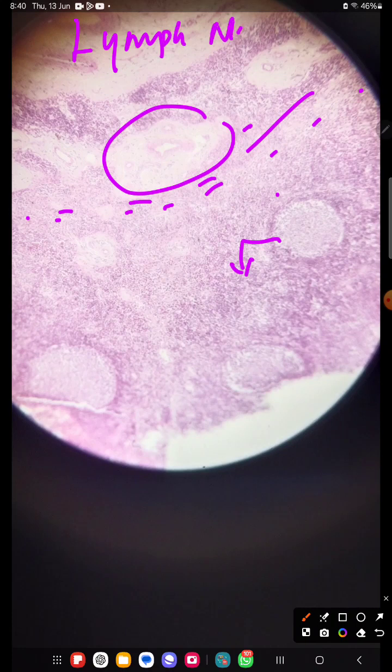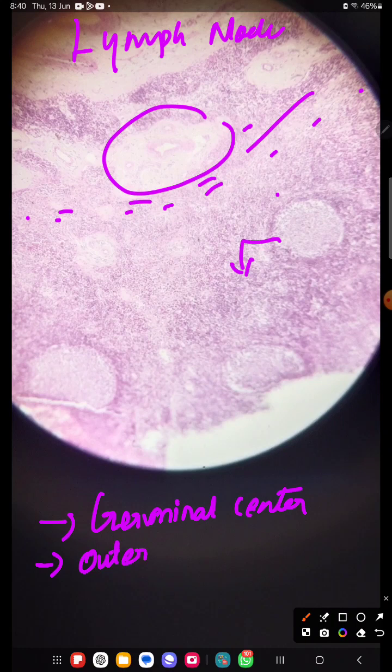This is a lymph node. It has a germinal center. The germinal center is also present. Then cortex and medulla are also present. Outer cortex and inner medulla.